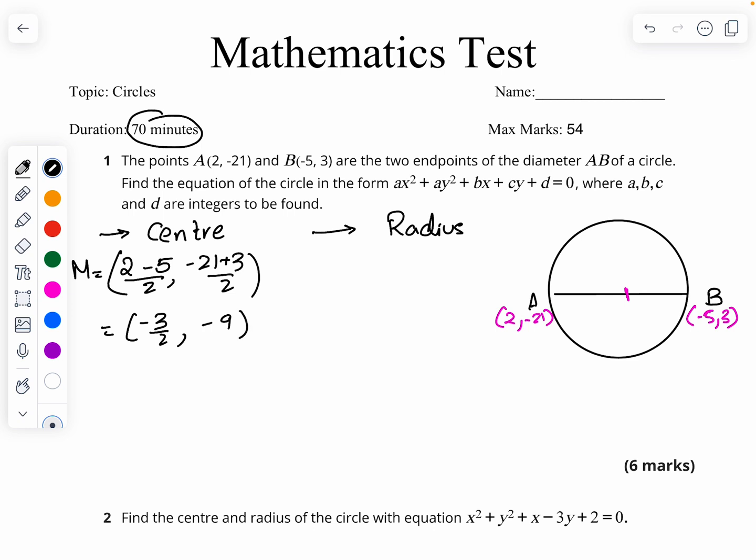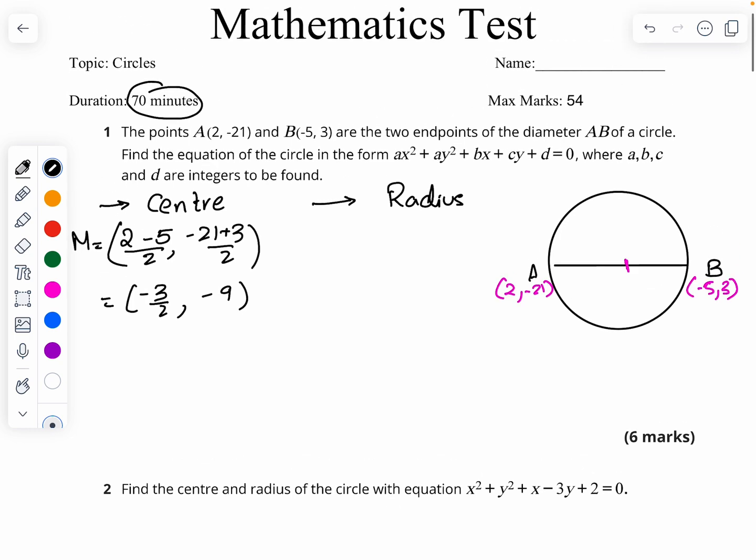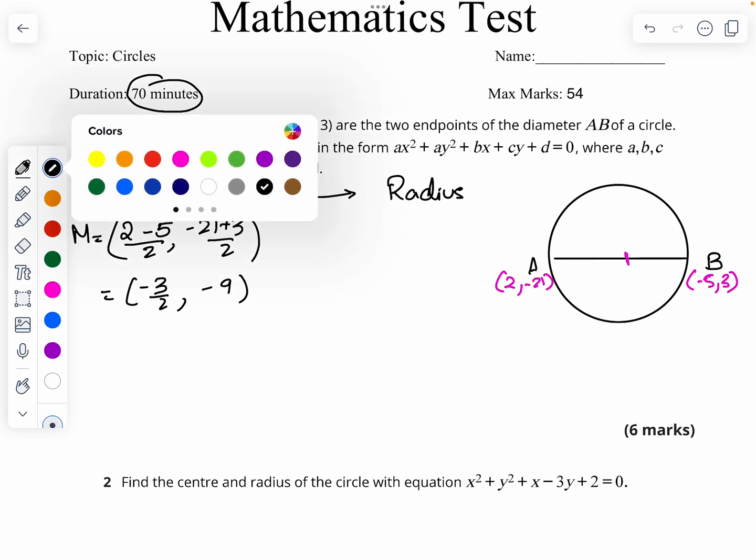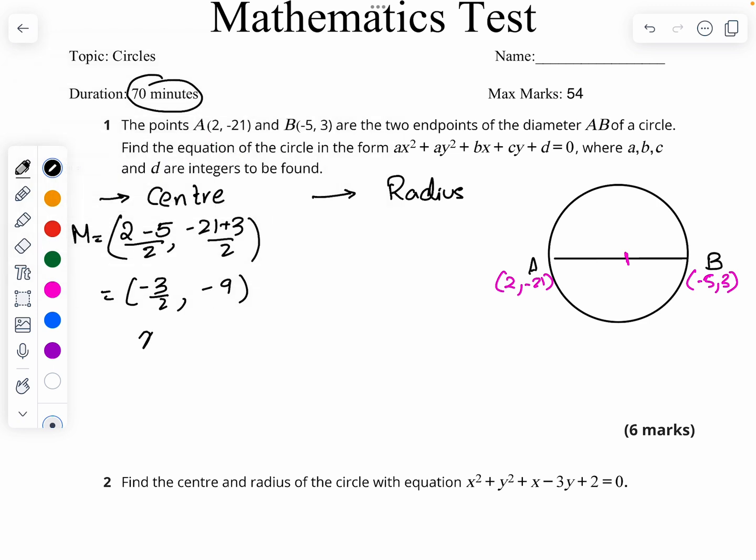Now I need to find the radius. So how should I find the radius? Once I know the equation of a circle, then it is easy to find the radius. So the equation of a circle with center (a, b) and radius r is (x minus a) whole square plus (y minus b) whole square equals r square. So we need to find the value of r.